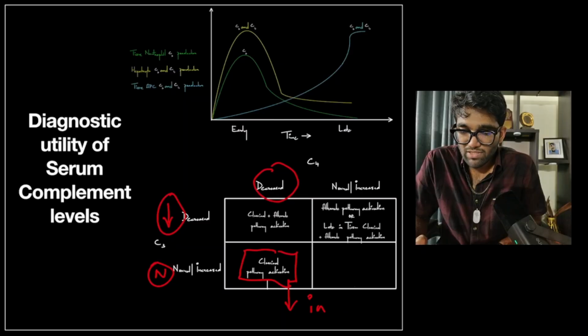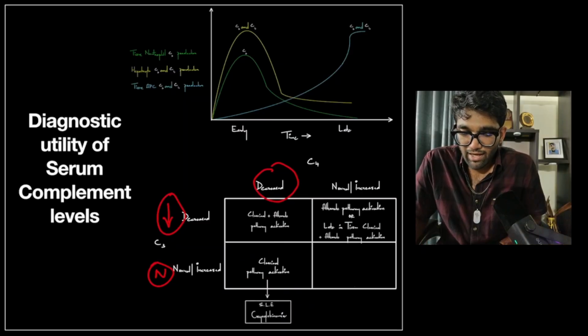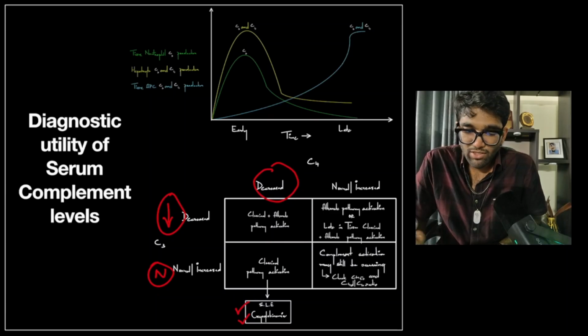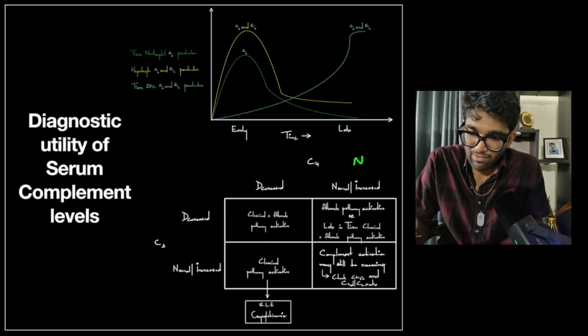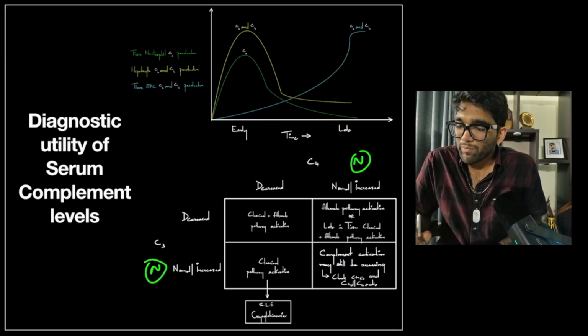Okay, so this obviously occurs with cryo and SLE, and this is SLE and cryoglobulinemic vasculitis. And you can actually have normal C3 as well as C4, and just because you have normal C3 and C4, that does not mean that the patient does not have complement activation.